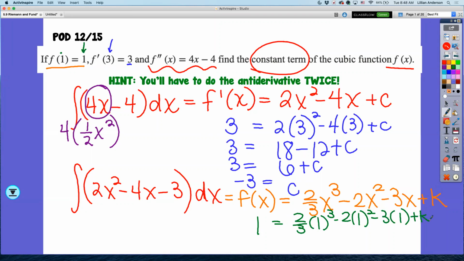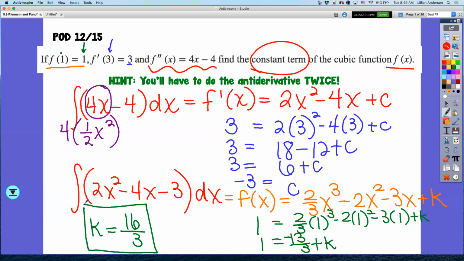And my goal is to solve for k. That's going to end up being 2 thirds minus 2 minus 3, which is negative 13 over 3. So then I'll add 13 over 3 to 1 to get 16 over 3, which is the constant of my original function, and that is the answer that we're looking for. If I wanted to, I could provide the entire function, but this particular question is only asking me for the constant.